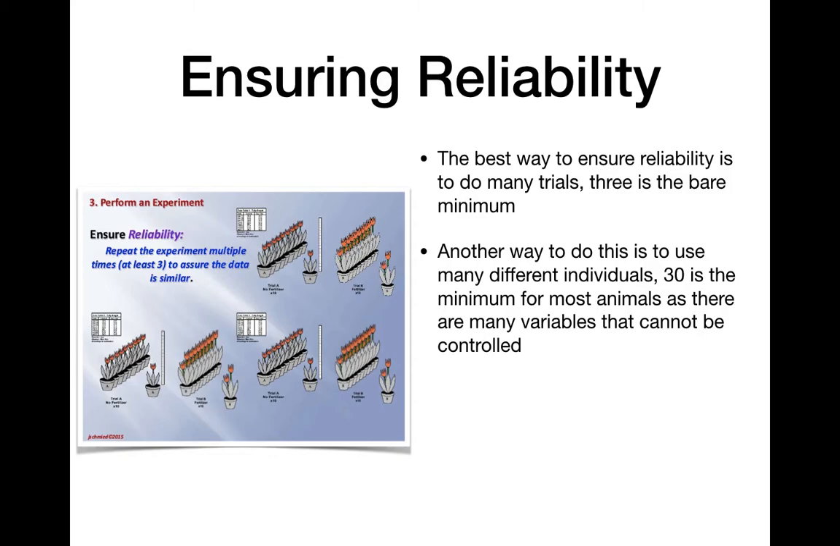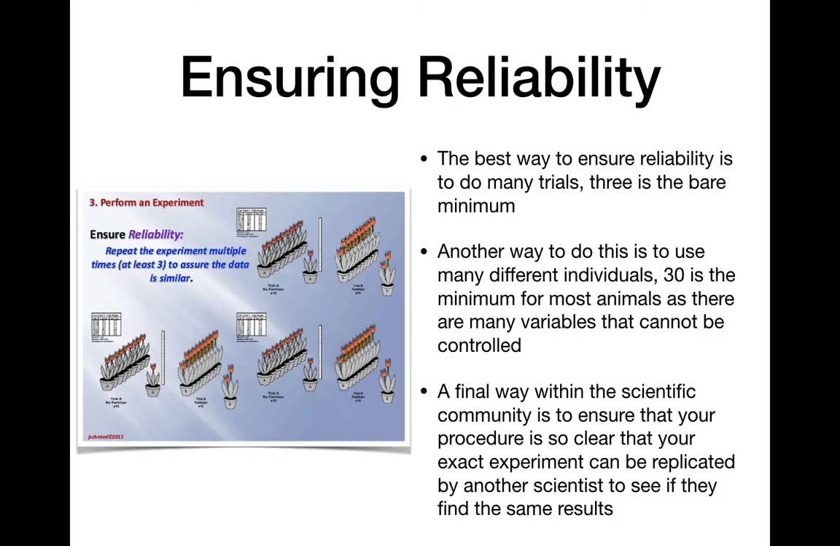Okay, a final way to do this to ensure reliability is when you publish inside a community, you need to make sure your procedure is repeatable. So some other scientists can do your experiment and see if they get the same results. A big part of how we ensure reliability in science. And before a new idea becomes a theory, becomes part of kind of the scientific knowledge base, it has to be tested by multiple scientists and reported on.